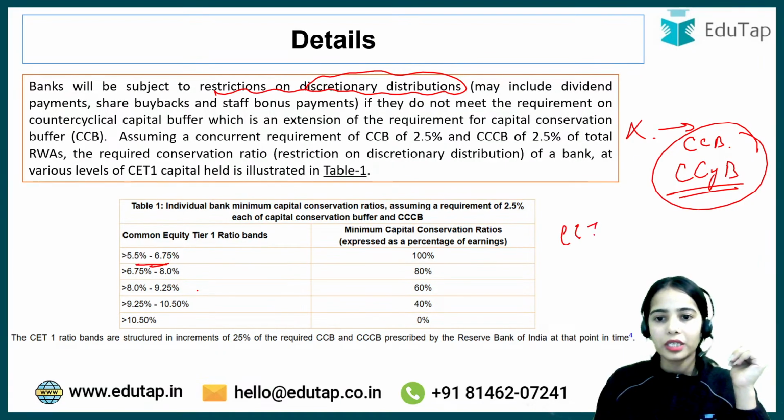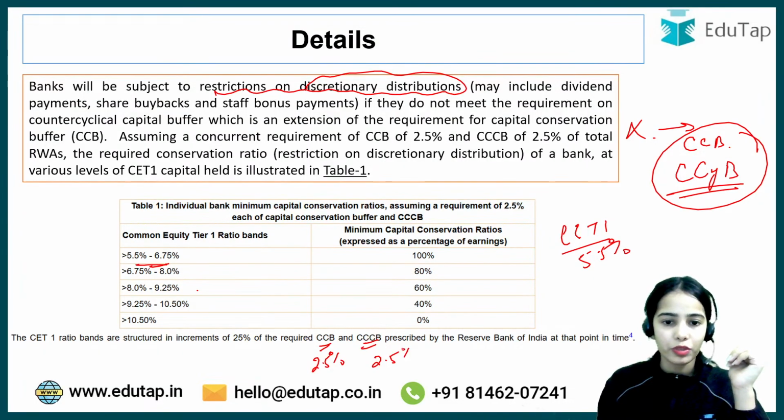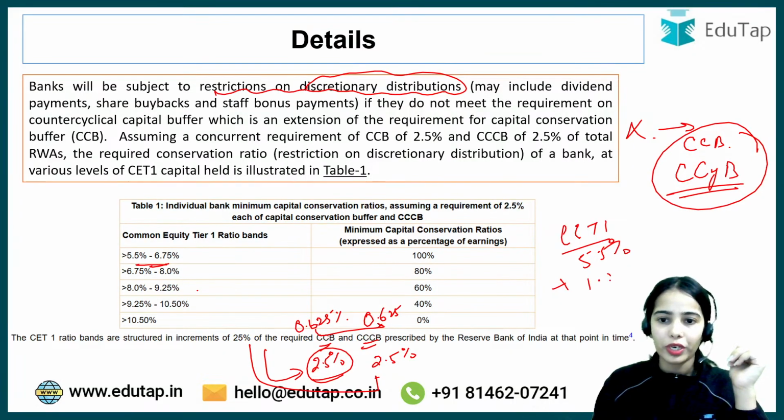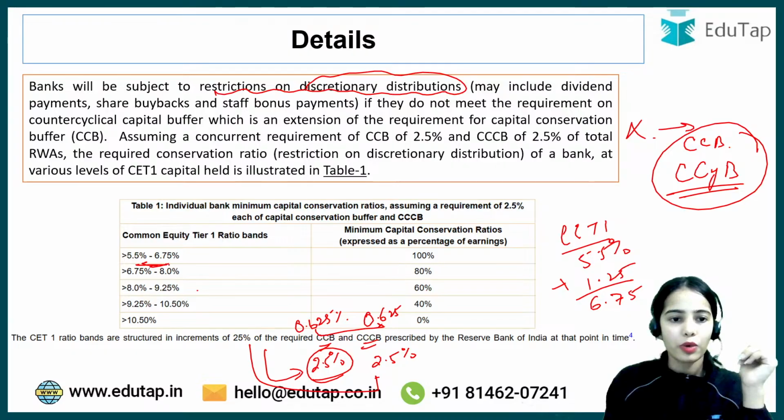First of all, common equity tier 1 capital is minimum 5.5%. Now CCB is 2.5%. CCyB is, let's say, 2.5%. So 25% of CCB, that is 0.625 percent, and 25% of countercyclical capital buffer, that is 0.625. So this is added, so that is 1.25%, so that is 6.75%. So this is how the range is decided.